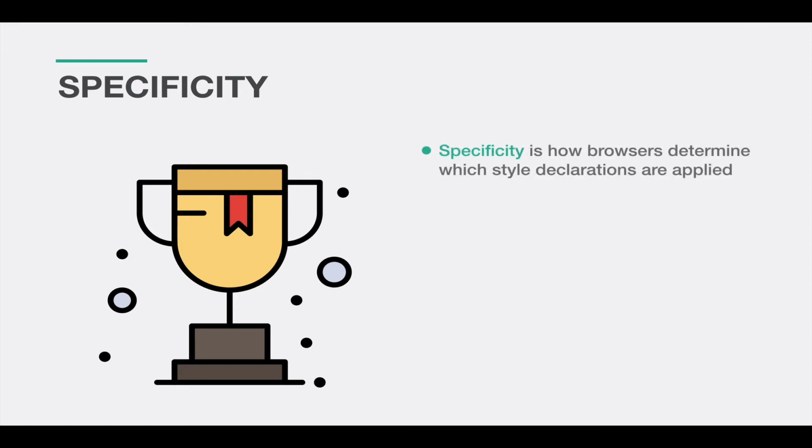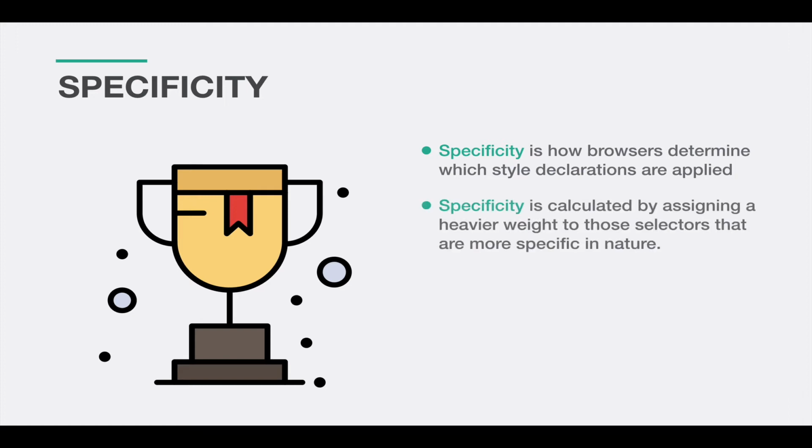Okay, so specificity. I love saying that. Specificity. Okay, so specificity is how browsers determine which style declarations are applied. So the more specific a selector or a group of selectors is, it will win out, regardless of order. Okay, the order doesn't matter here.